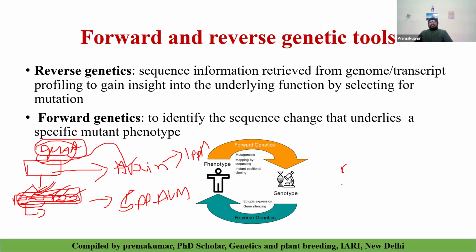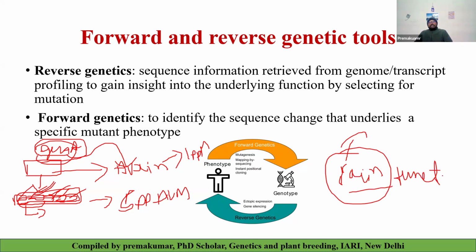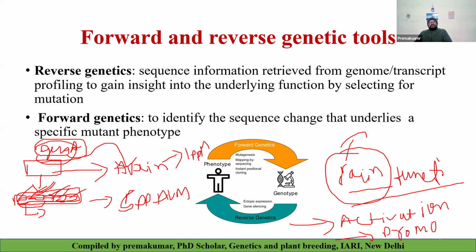This is called a gain of function mutation. If you are doing something that increases your phenotypic expression, that is called a gain of function mutation. For gain of function mutations, there is one technology famously used on a larger scale, called activation tagging or overexpression, or we can use promoter modification.